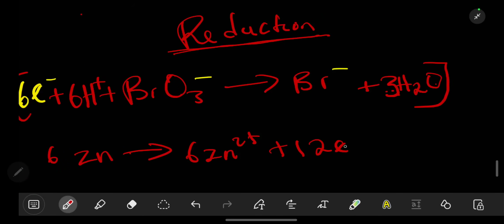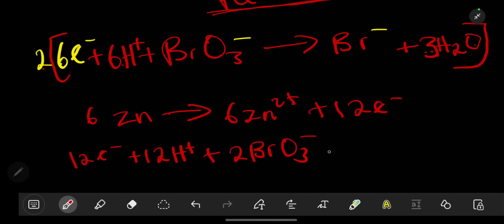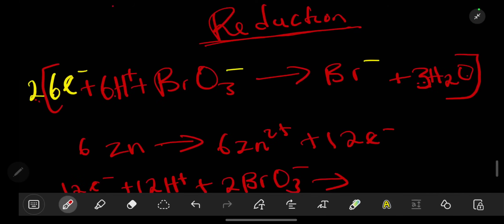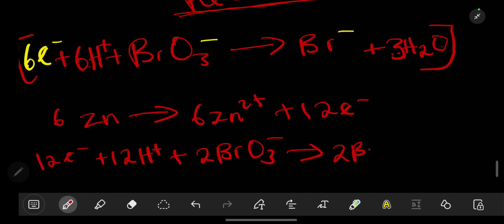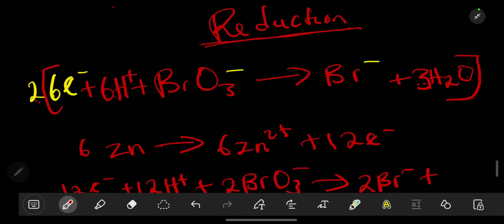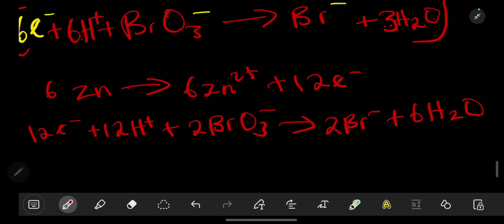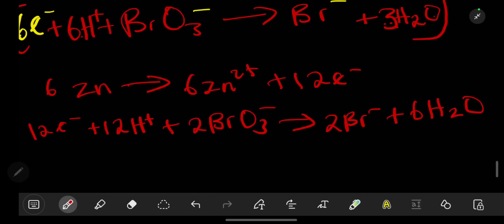So we have 12 electrons. Then we have our 6 times 2, it will give us our 12 electrons. 6 times 2 here, it will still give us 12 hydrogens. Then we have plus this, we are going to have 2 BrO3 negative to give us 2 times Br, it will be 2 Br negative like that. Then we have plus our 2 times 3, it will give us 6 H2O like that. So this is what we have for that problem.